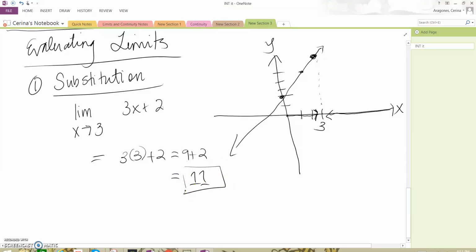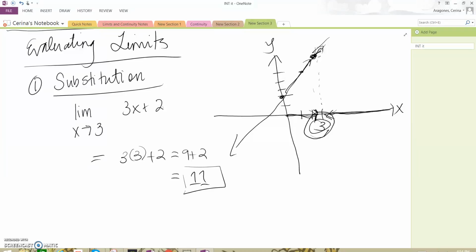Okay, so this is the simplest way to solve for a limit. We just simply find the y value at that x value, and that's what we're approaching. As we're approaching that particular x value, that's the value that we're approaching with our function. Okay? Now, sometimes substitution doesn't work, so you have to try other methods.